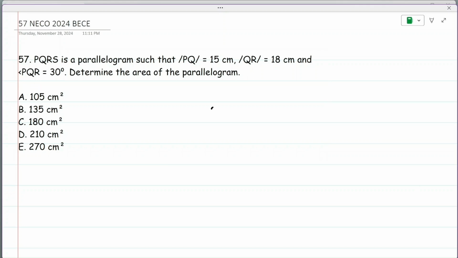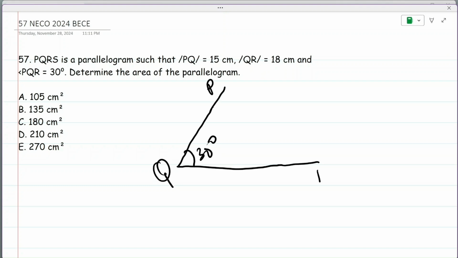Let's have our first line like this. Then you have another line like this. Don't mind that the line is not straight. It's supposed to be a straight line. Then your angle is here. That's 30 degrees. This is your Q. We can make this P and this R, because it's Q in the middle. This is line QP and line QR.